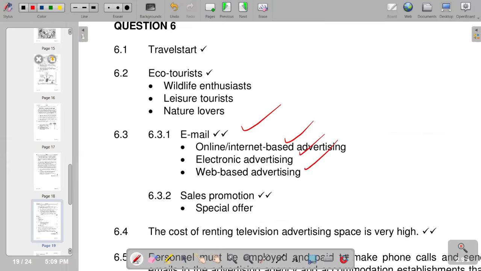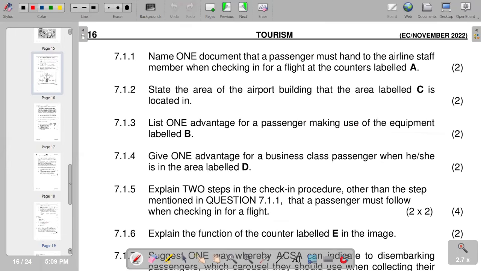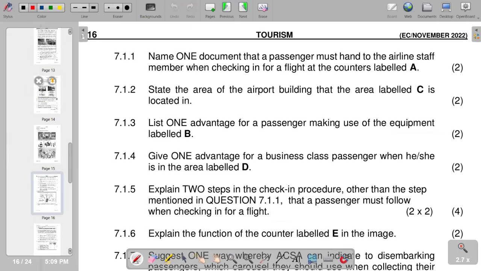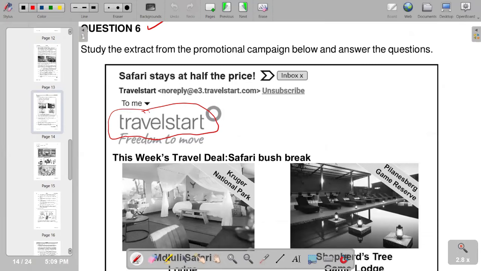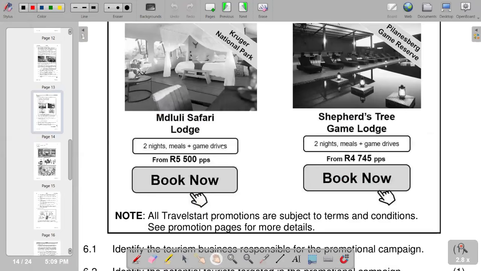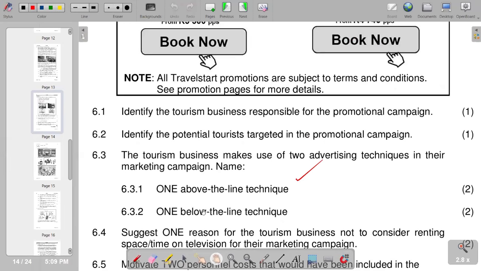Then on the next part, we are supposed to include one above the line technique and then one below the line technique. In terms of below the line, we can include items like sales promotion and special offers, which are also part of our below the line techniques.